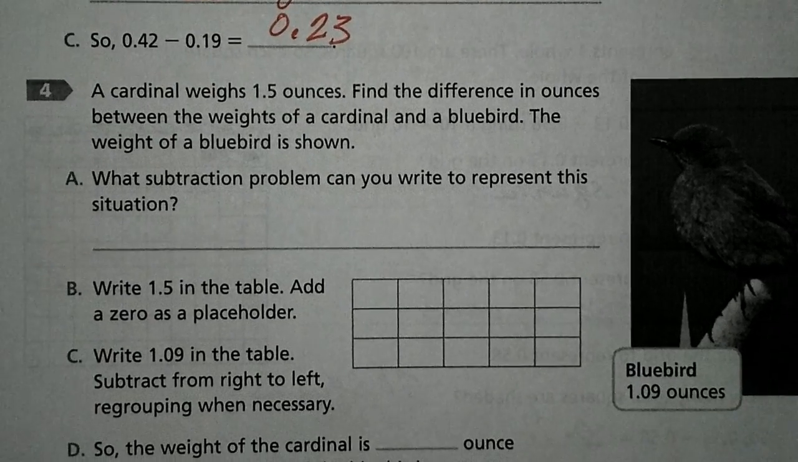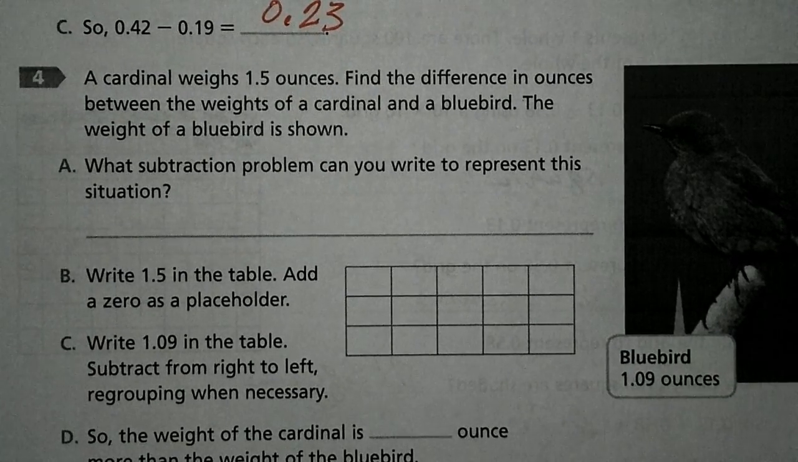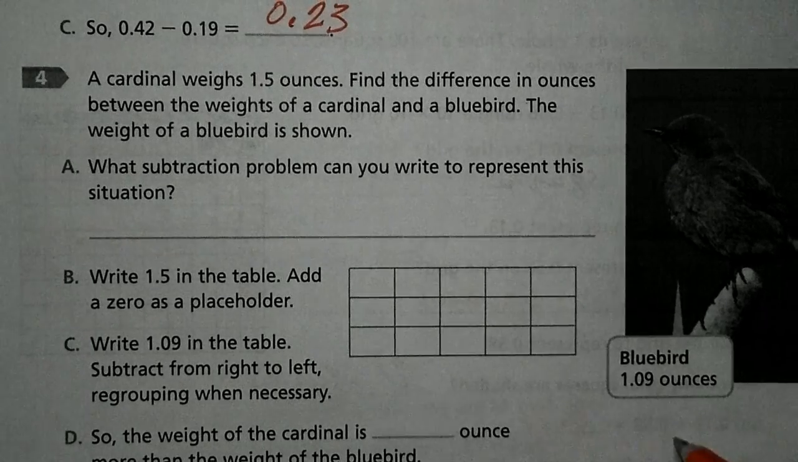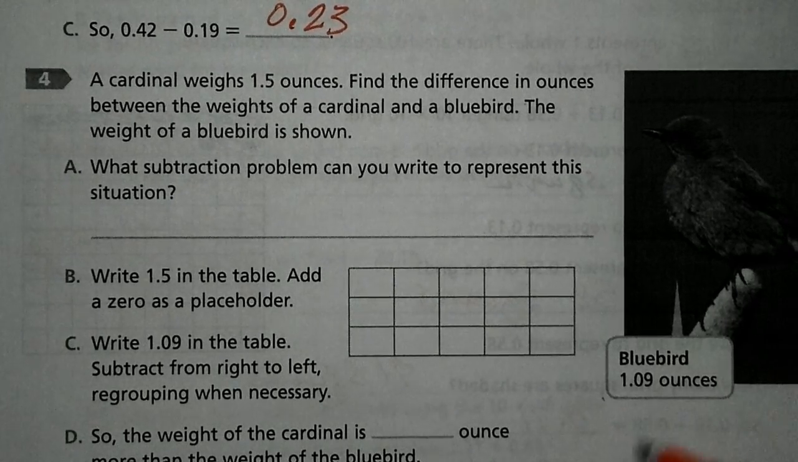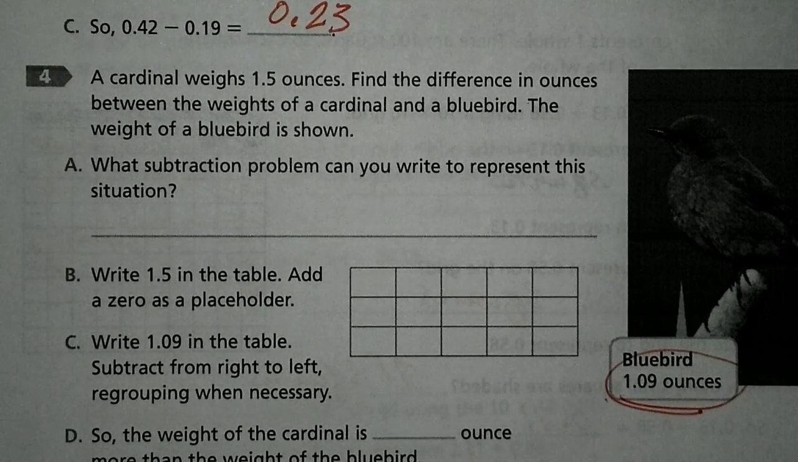Number 4. What subtraction problem can you write to represent this situation? The cardinal weighs 1 5/10 ounces, sorry. Find the difference in ounces between the weights of a cardinal and a bluebird. So the bluebird weighs what? 1.09 ounces. So 1 9/100ths of an ounce.